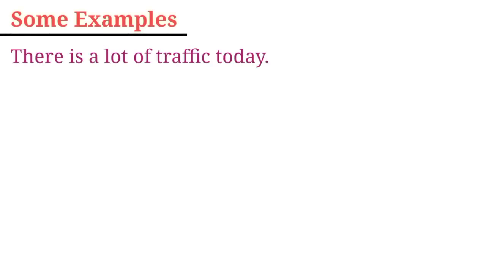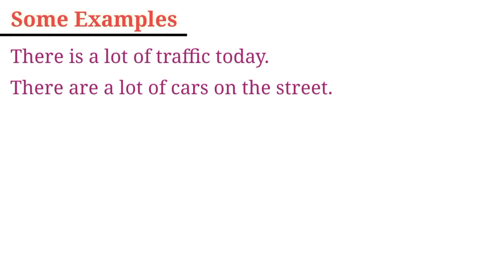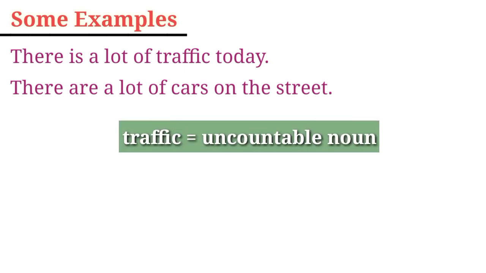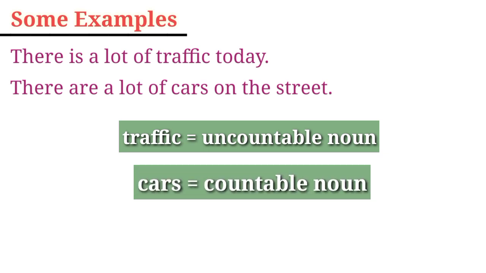Let's look at some more examples. There is a lot of traffic today. Next, there are a lot of cars on the street. Traffic is an uncountable noun and the word cars is a countable noun.